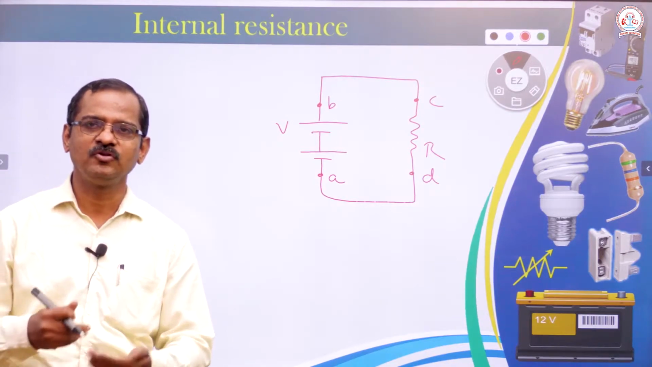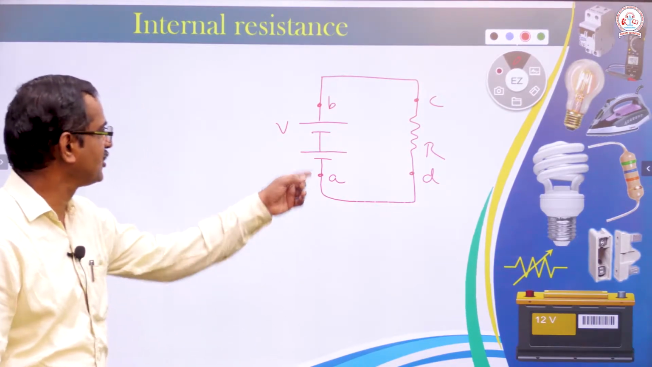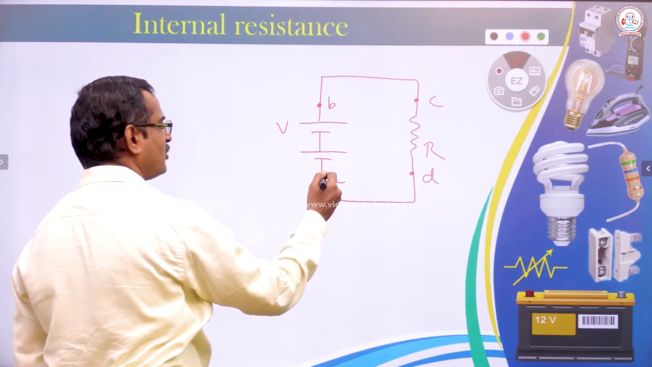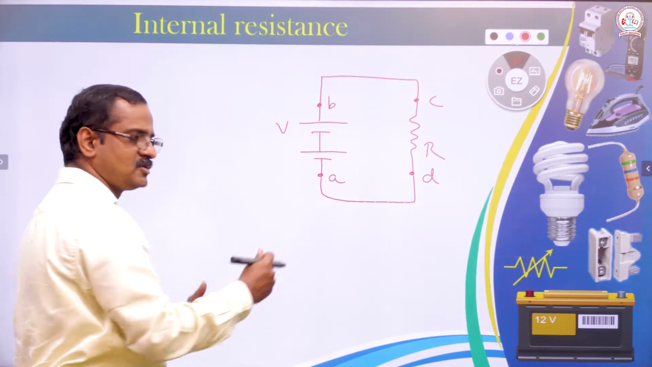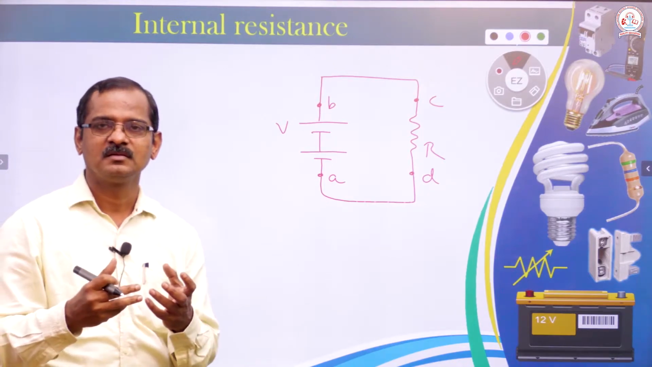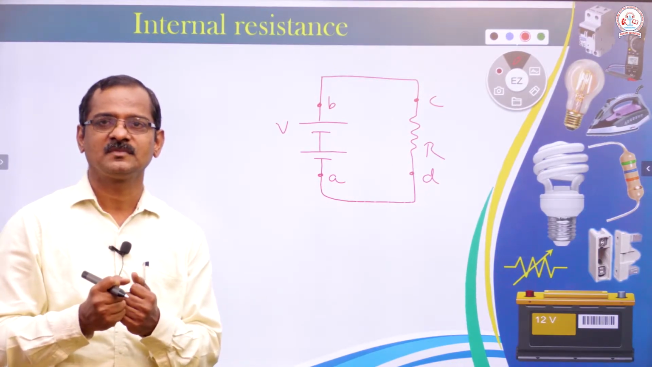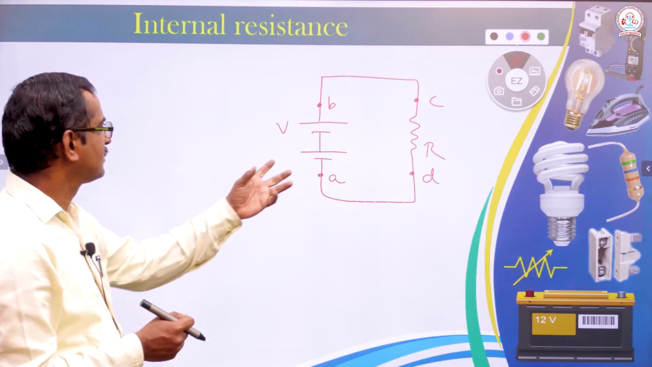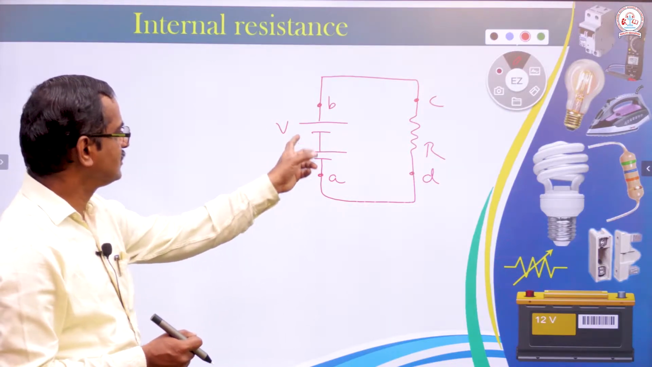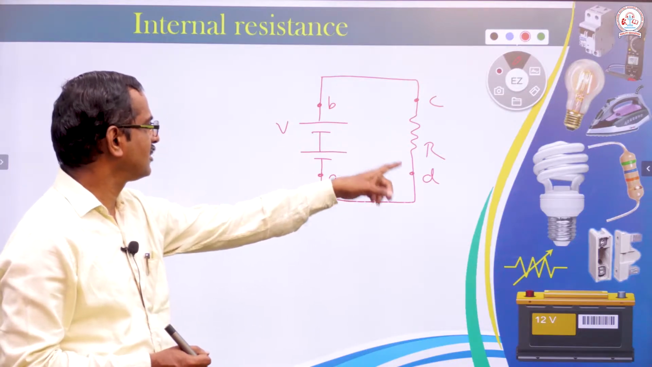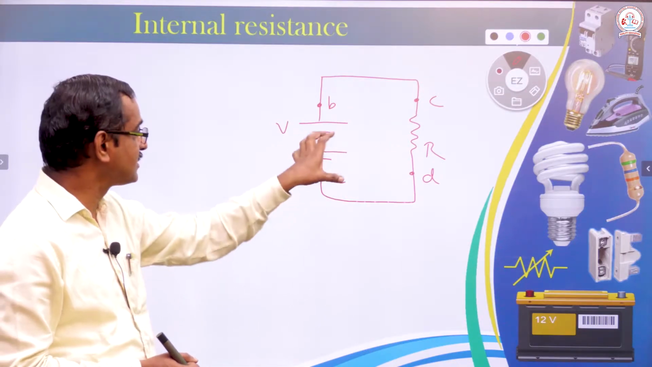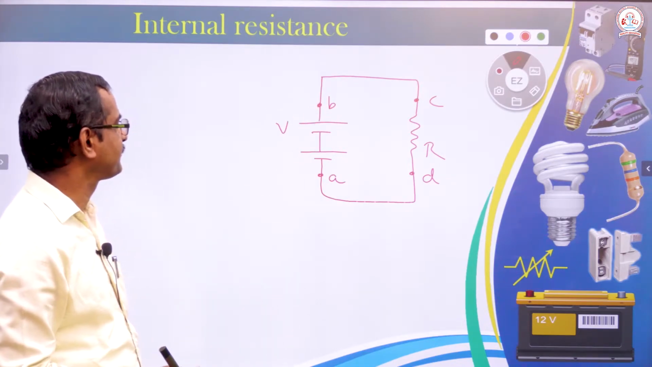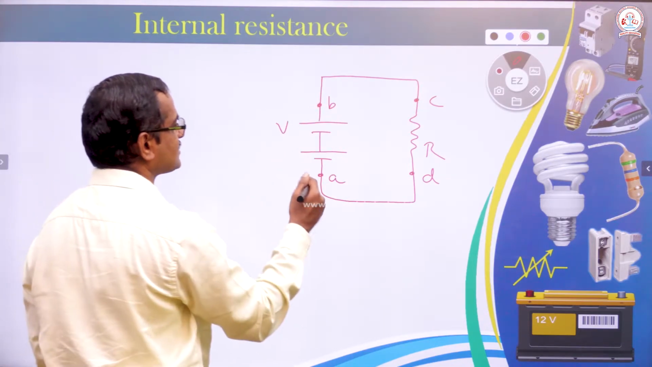charges start to flow across the battery from A to B. When the charges are flowing from A to B, they get energy. And the power that comes out here will not be the same, because there is some internal resistance. Actually, there is some internal resistance.